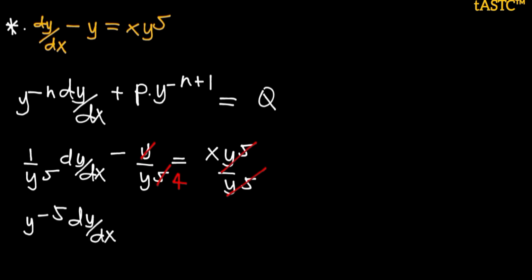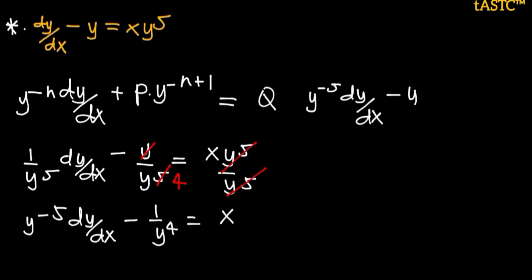This is dy dx minus 1 divided by y to the fourth, that is equal to x. So we know we could rewrite this stuff, and that will be written like this: y to the negative 5 dy dx minus y to the negative 4. So I'm just having some problems writing that out. Okay, so that is what you have.